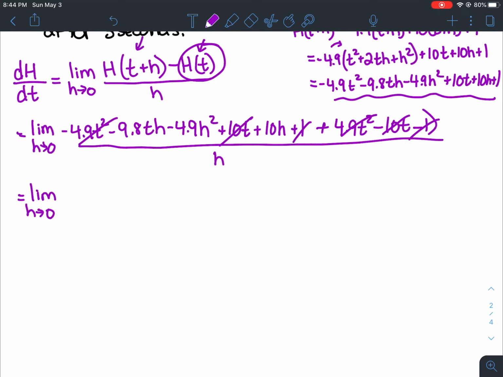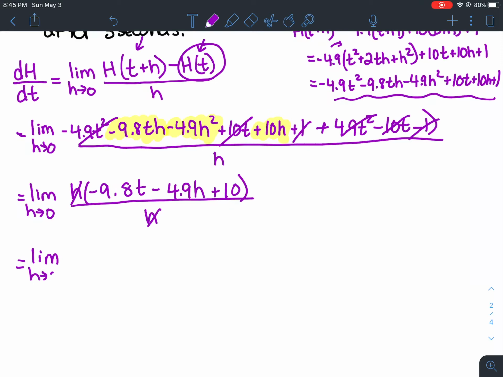And we're just left with basically everything that still has an h in it. So we're left with this guy has an h, this guy has a couple of h's, and that guy has an h. So I'm just going to go ahead and factor an h right away. And then we have negative 9.8t minus 4.9h plus 10. And divided by h, so the h's can cancel out. And now we're left with negative 9.8t minus 4.9h plus 10.